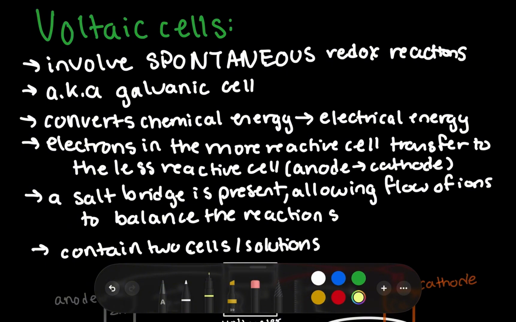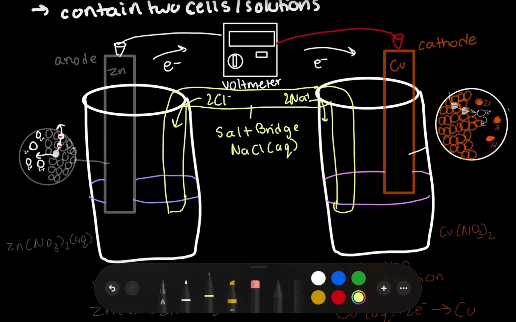Electrons in the more reactive cell transfer to the less reactive cell, so it's from an anode to a cathode, and I'm going to explain what those two terms mean. A salt bridge is present, allowing the flow of ions to balance the reactions, and voltaic cells contain two cells or solutions. Okay, so here we have a voltaic cell.